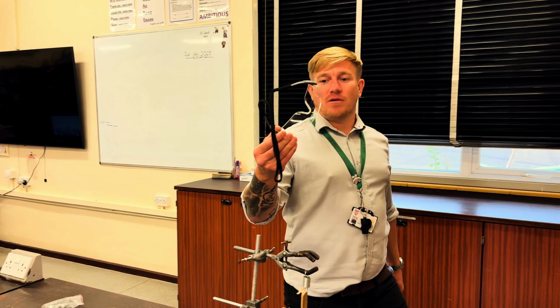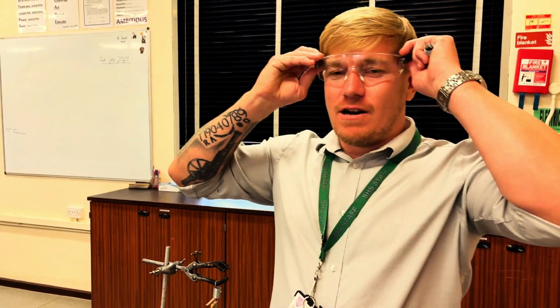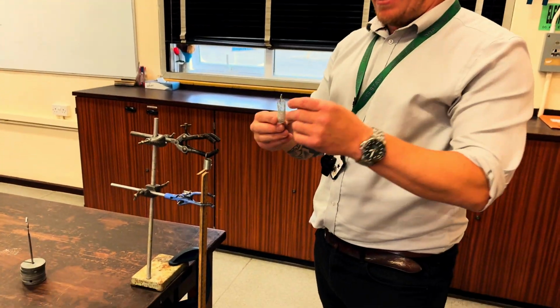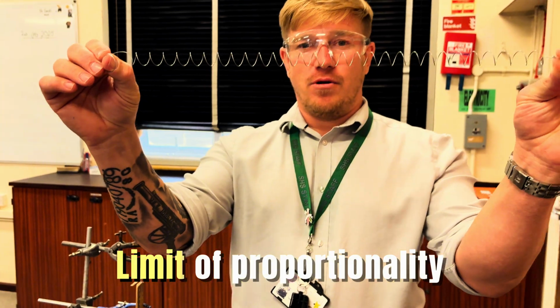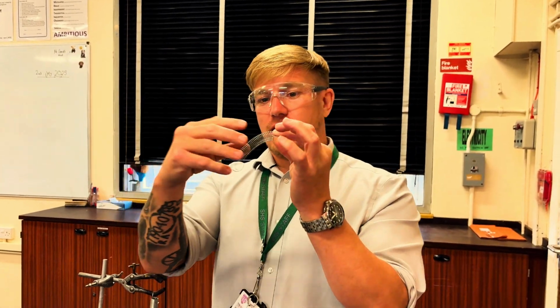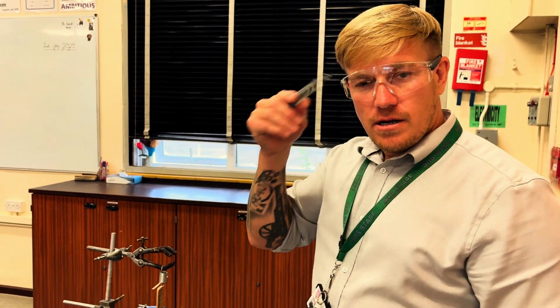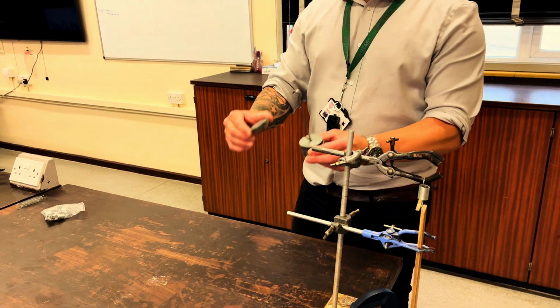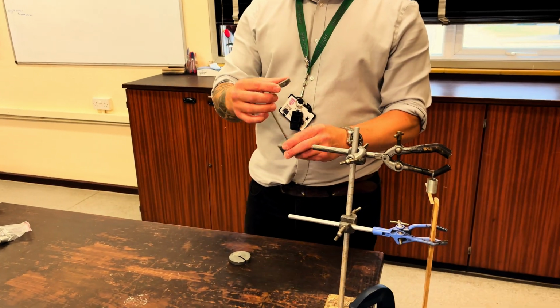One important piece of equipment is the safety goggles. I really need these on in case that spring goes past its limit of proportionality and we get a snap spring, which could hit me in the eye. Okay, so I'm going to start by taking all the masses off.